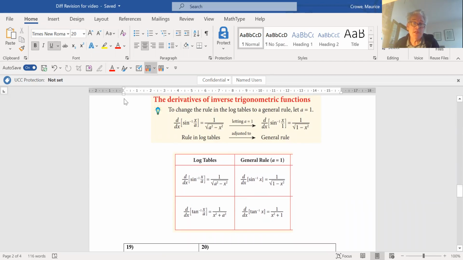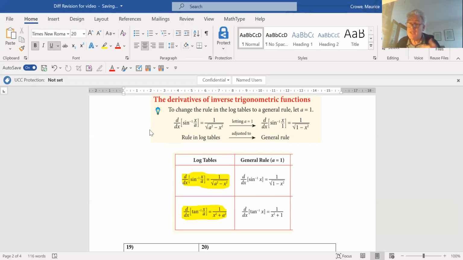That's what's given in the log tables. Oh yeah, you can highlight there. That's what they give you in the log tables. And likewise here, they're the two that are on, sine inverse and tan inverse. Cos inverse is not on. And that's what they do. They give you x over a, so you can just follow this rule. If it comes up in that form, you can just follow the rule blindly.